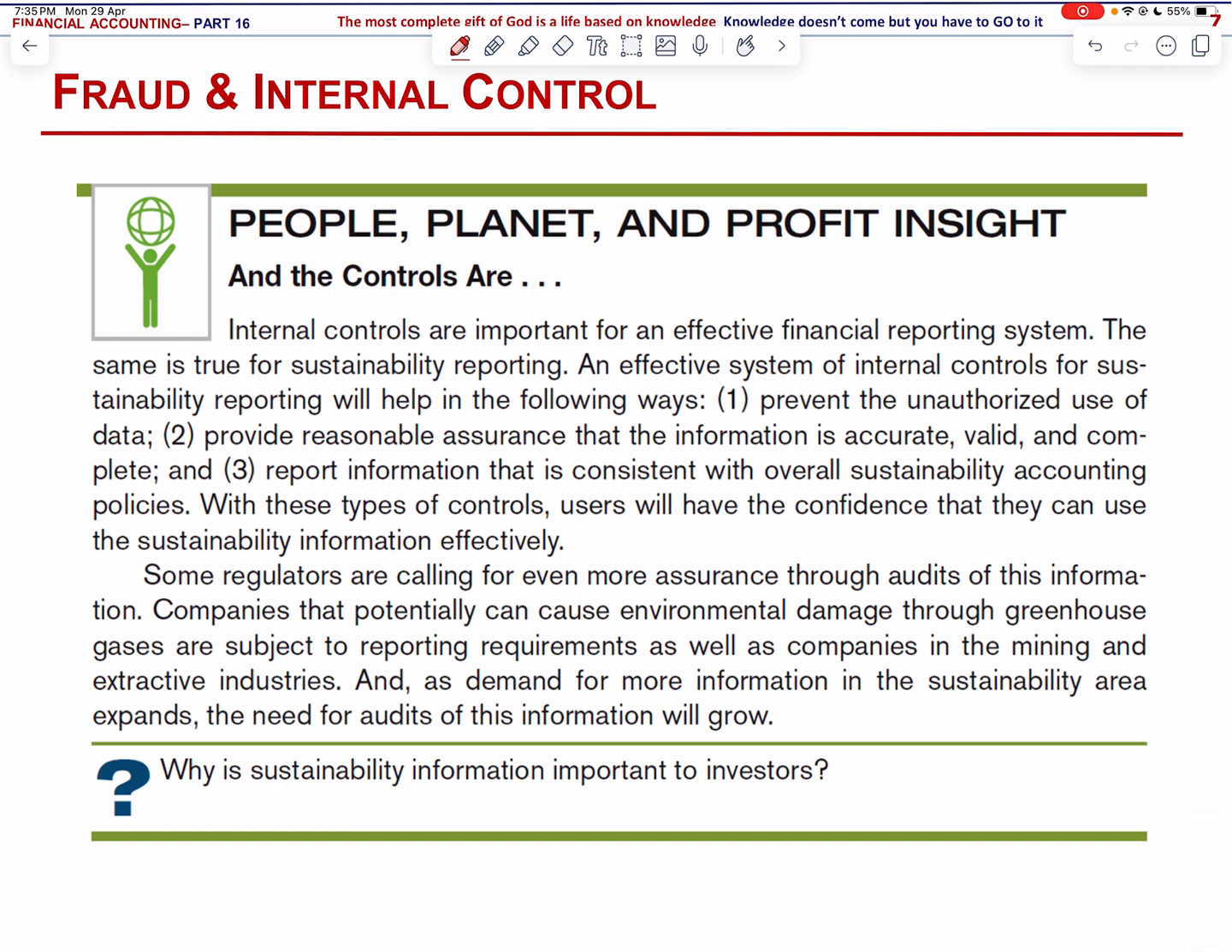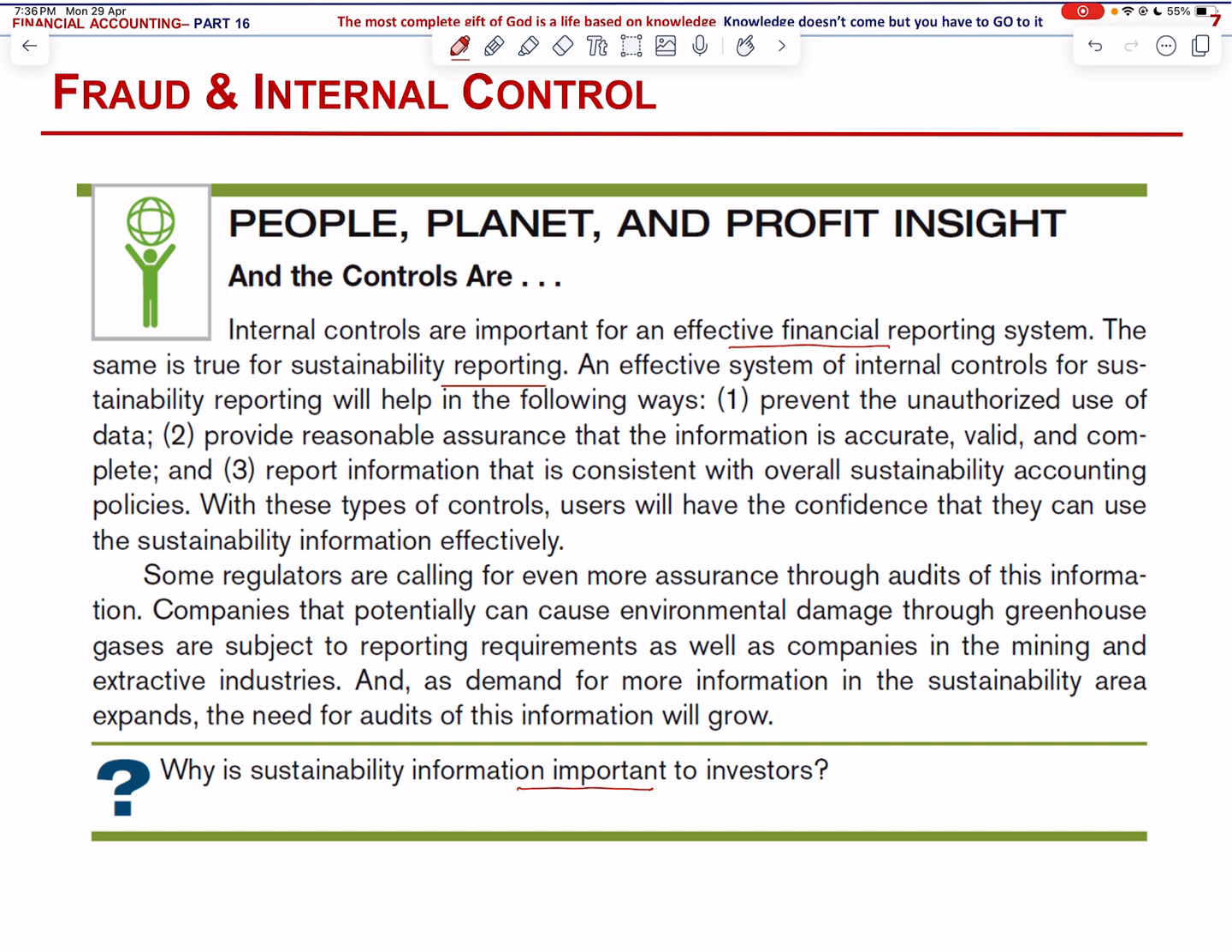Internal controls are important for an effective financial reporting system. The same is true for sustainability reporting. So investors care about sustainability information because of risk management. That is, sustainability issues can affect a company's financial performance and long term value. That is, sustainable practices can lead to lasting success.